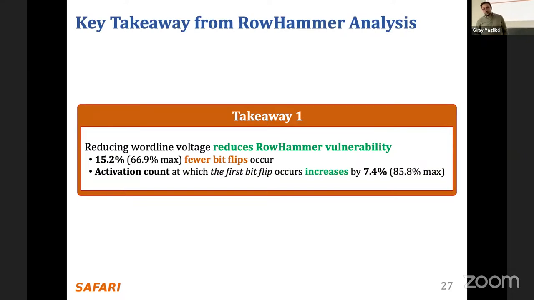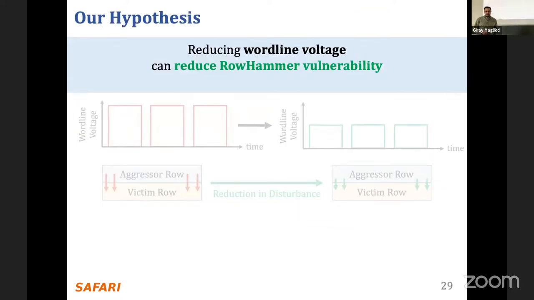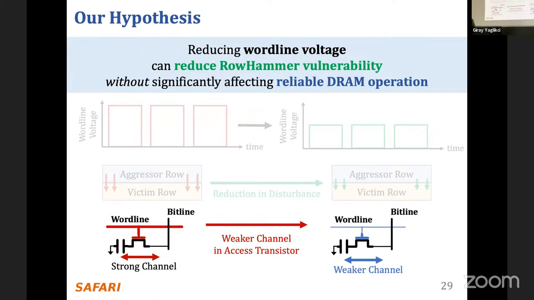Okay. So the second part of the analysis. This is takeaway one, just repeating the same takeaway. Okay. So in the first part, we show that reducing Wordline voltage can reduce RowHammer vulnerability. So what about other operations in DRAM?